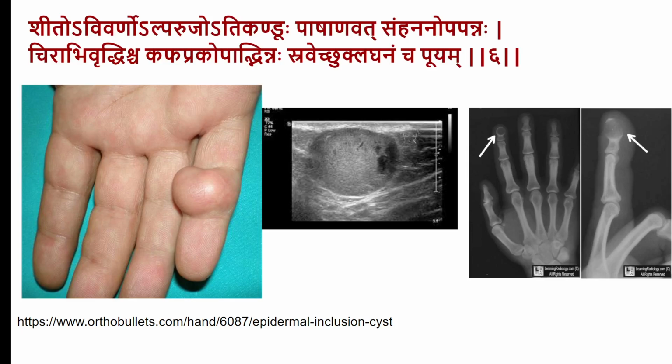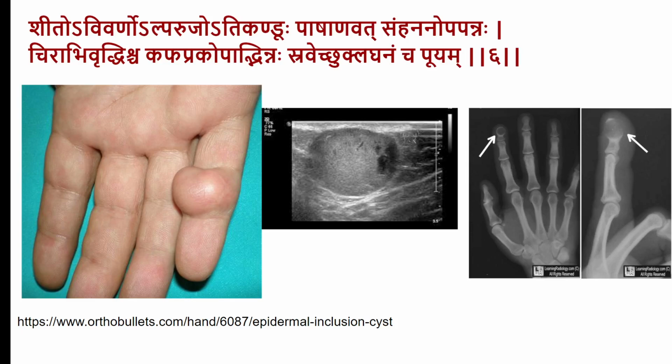Chirabhivriddhishta, when there is a very slow growth, and sarve shukla ghanam cha puyam, whenever it is open, it may produce a whitish and relatively solid or maybe semi-solid thick discharge. That's exactly what we see in case of a calcified cyst as such. So calcified cyst is the Kapaja Granthi.